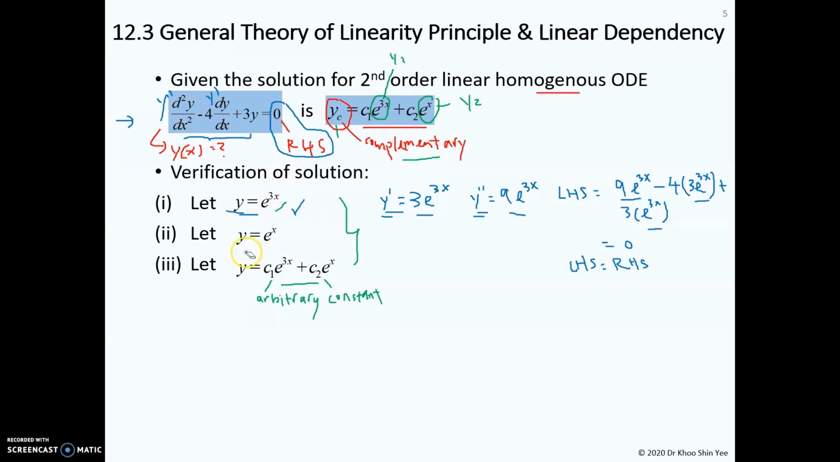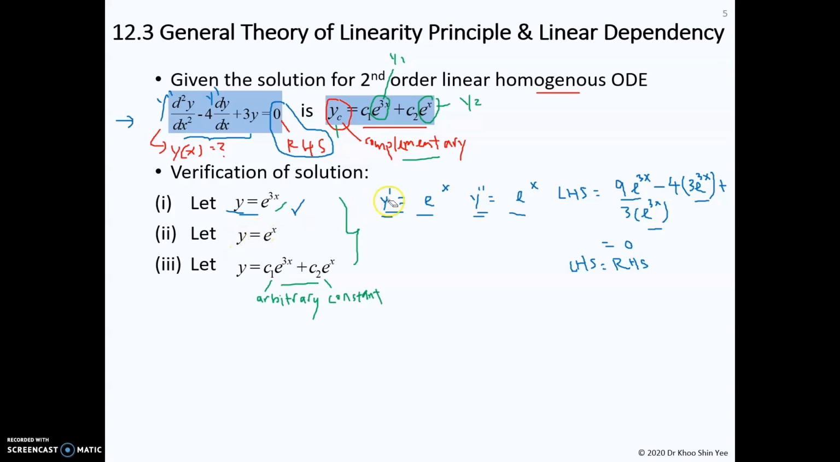Let's continue to verify the second solution. So we use the same step. Take the differentiation of y equal to exponential x. You should obtain y prime equal to exponential x, remaining the same. If you continue to differentiate this, you obtain y double prime, which is equal to exponential x also.